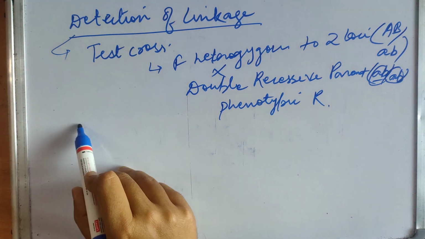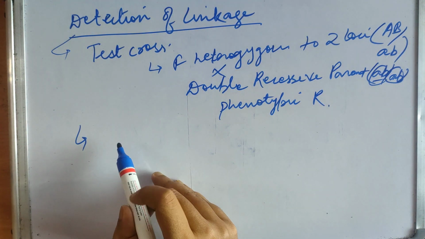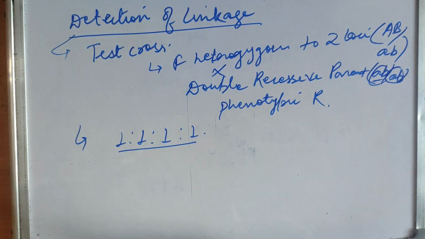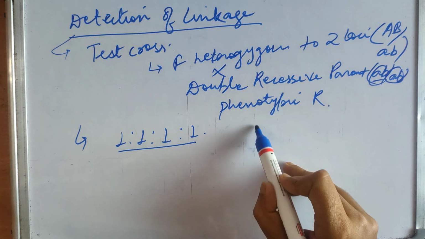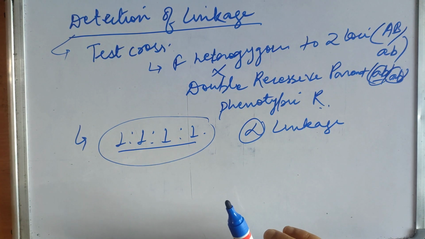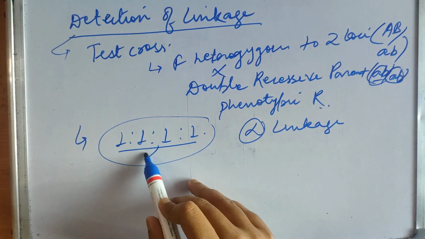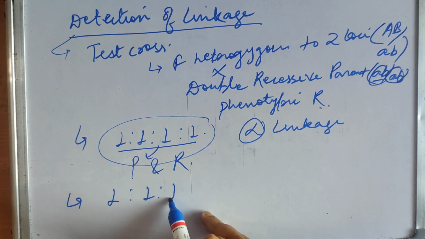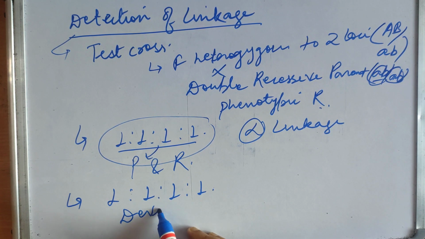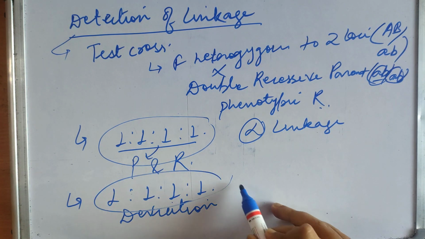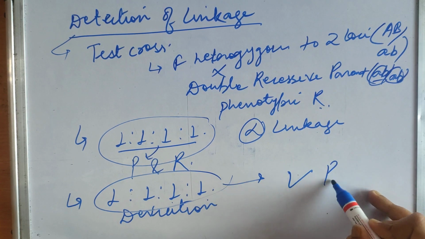What happens if the phenotypic ratio of the test cross progeny shows 1:1:1:1? It indicates absence of linkage. If the ratio of parental and recombinant genotypes is 1:1:1:1, then there is no linkage. And if the ratio deviates from 1:1:1:1, then we can say that linkage is present here.